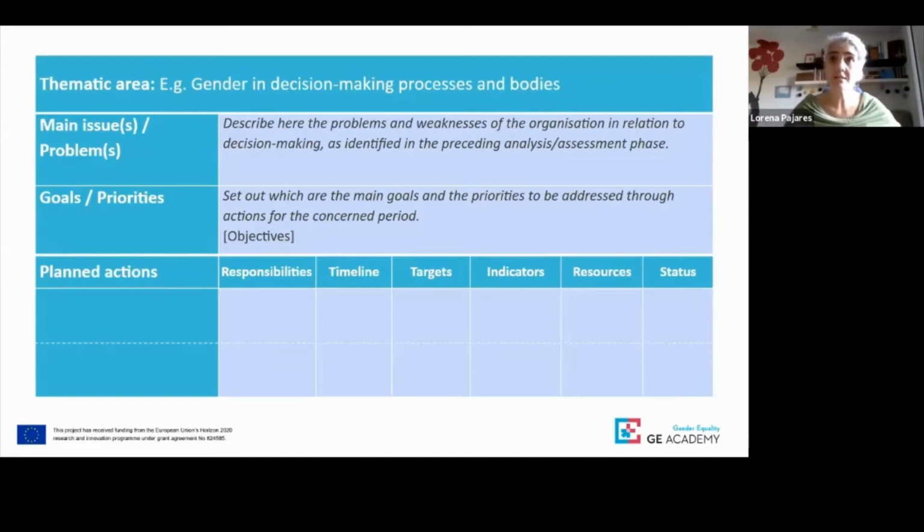Then targets. We need to formulate specific targets if we want to set them up, like values for the representation we want to reach of female researchers in different spaces, and also target groups here. Then we need to set up indicators.